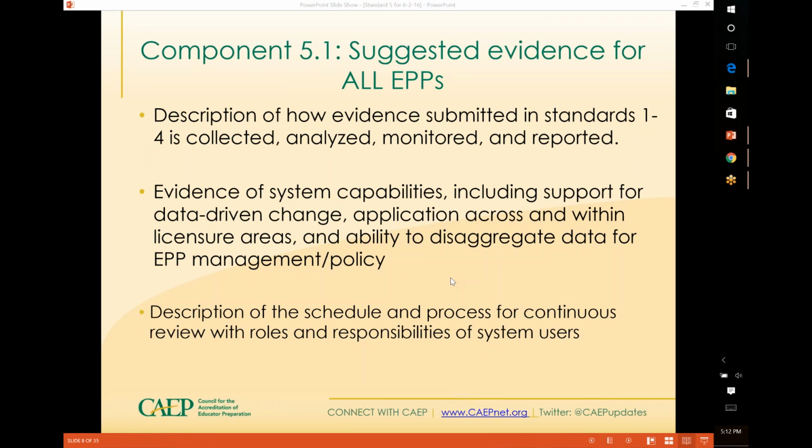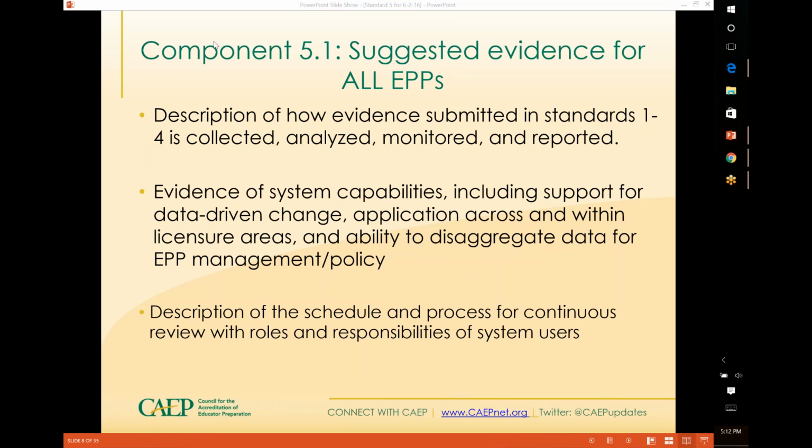Okay, and then do you look at it, and does it indicate to you that changes are in order? That there is application of the system across and within licensure areas, that there are no programs that are sort of off to the wayside doing their own thing on Excel spreadsheets if you have a software platform, etc., that your system capabilities are comprehensive and all-inclusive, and that you can disaggregate data for management and policy-making decisions.